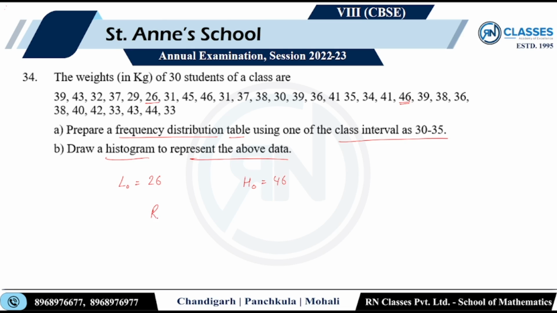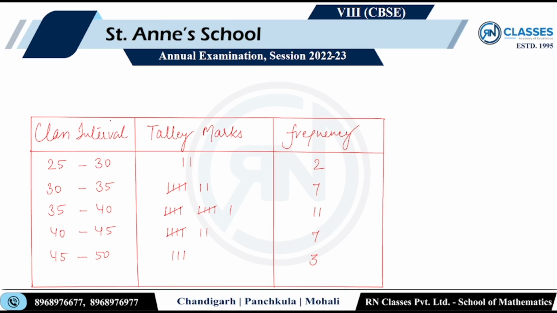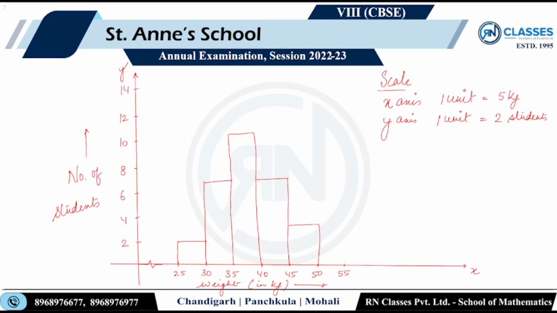Now you have to find the range. 46 minus 26. That is going to give you the range, right? So you have the range as well. Now we will make the frequency distribution table. So class intervals 25 to 30, 30 to 35, 35 to 40, 40 to 45, 45 to 50, tally marks and the frequency. You have to check the total has to go to 30. Yes. So 2 plus 7 is 9 plus 11 is 20 plus 10 is 30. Absolutely simple, straightforward.